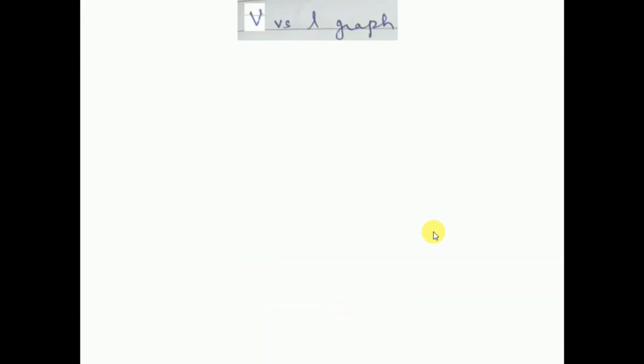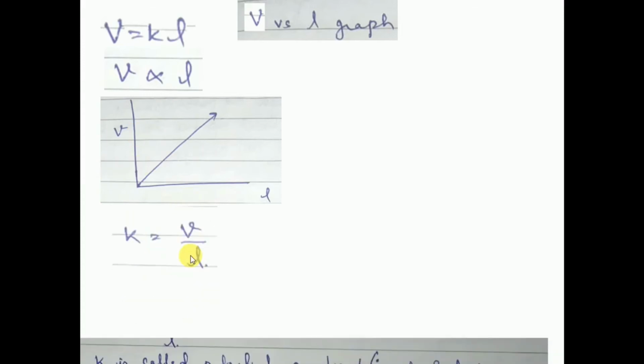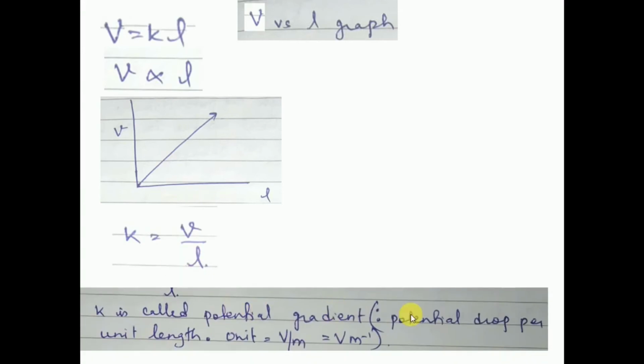Now we will draw a graph between potential and length. As we already know, potential is equal to constant into length, and this gives me potential is directly proportional to length. This is the principle of the potentiometer. For directly proportional, we have a straight line graph with a slope. If you increase the length, potential will also increase. And this K is V by L, and this constant is called the potential gradient, the potential drop per unit length, and the unit of K is volt per meter.